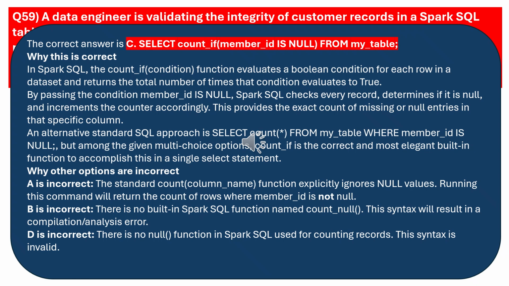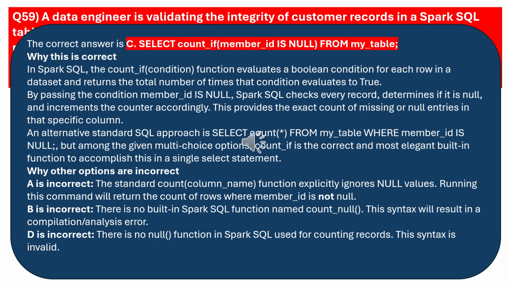Why this is correct? In Spark SQL, the count_if function evaluates a Boolean condition for each row in a dataset and returns the total number of times that condition evaluates to true. By passing the condition member_ID is null, Spark SQL checks every record, determines if it is null, and increments the counter accordingly. This provides the exact count of missing or null entries in that specific column.